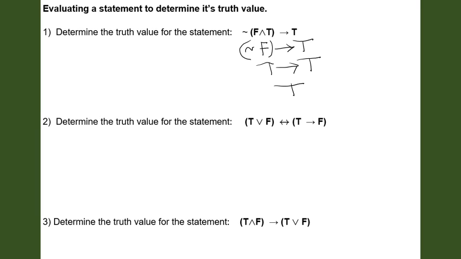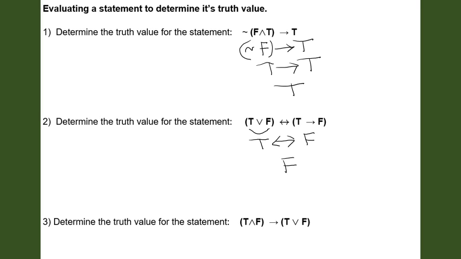Again, pause the video. Working inside parentheses, I have an or, which is true when at least one of them is true. Over here on the right side, I have an if then. When a T yields an F, that's a false statement. I'm working with an if and only if, they both have to be the same. They are not. Since they're not the same, this is a false statement.